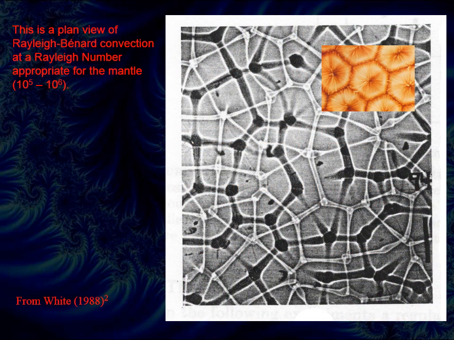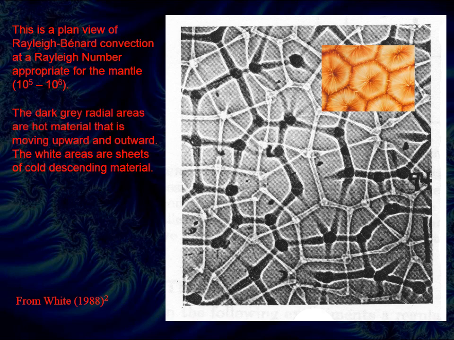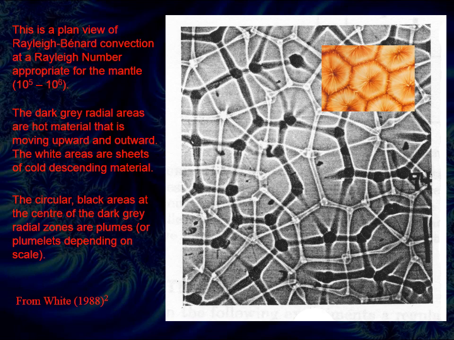This is a plan view of Rayleigh-Benard convection at a Rayleigh number appropriate for the mantle. The inset shows the ideal hexagonal pattern. The dark gray radial areas are hot material that is moving upward and outward. The white areas are sheets of cold descending material. The circular black areas at the center of the dark gray radial zones are plumes or plumelets, depending on scale.